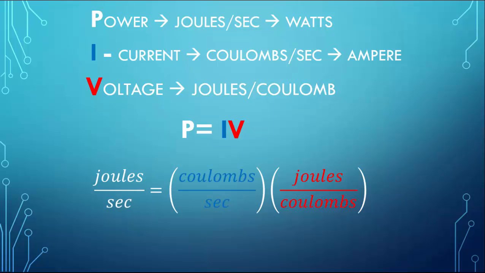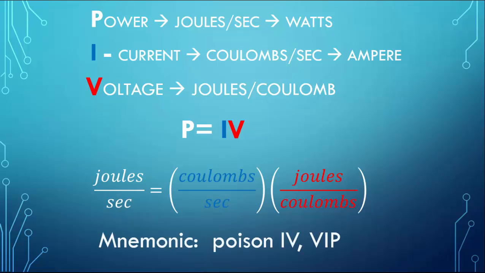meaning that the left side units and the right side units match. Now, in order to help you remember this formula, it may sound corny, but we have a mnemonic that I use and give to the students, and it's called poison ivy. Another one is called VIP. In other words, VI is equal to P. So hopefully those two mnemonics will help you remember this important formula, such that we do not exceed the power requirements of a particular device in terms of current and voltage.